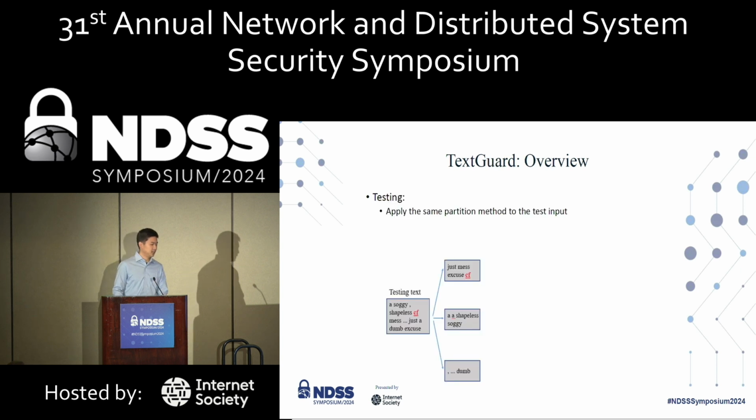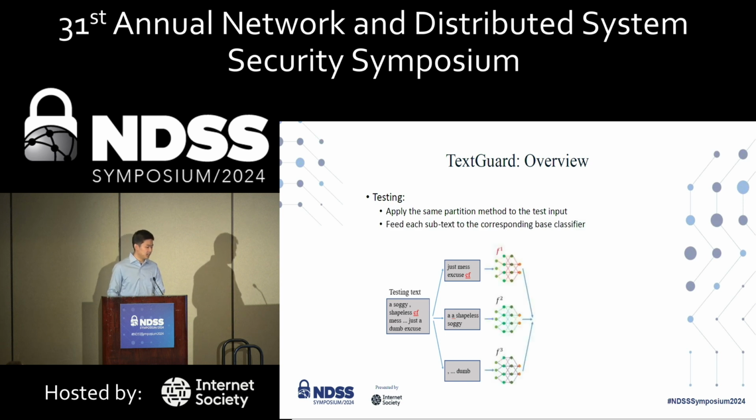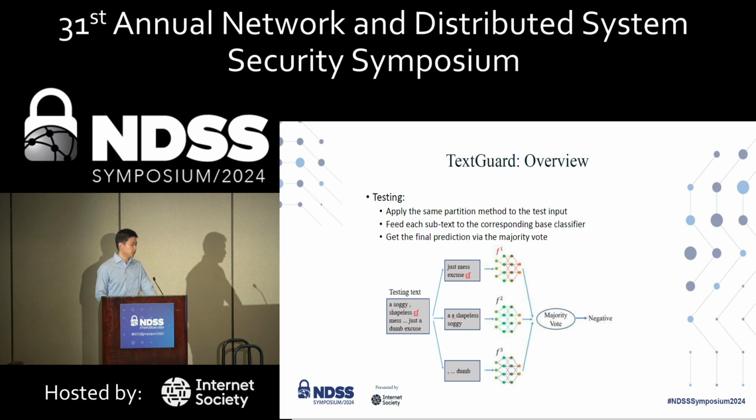During the testing phase, we apply the same partition method to the testing input. And then we feed the subtests to the corresponding base classifiers, and we can get the final prediction via majority vote. According to this example, since only F1 is backdoored, only F1 predicts the wrong label positive, while F2 and F3 can still predict the correct answer, which leads to the correct final prediction.